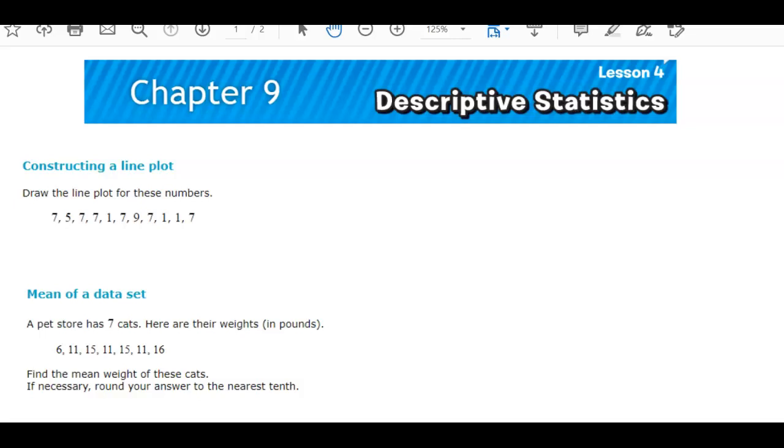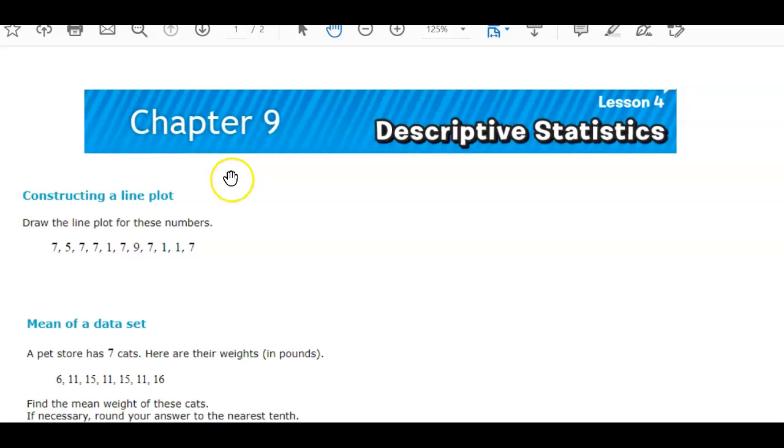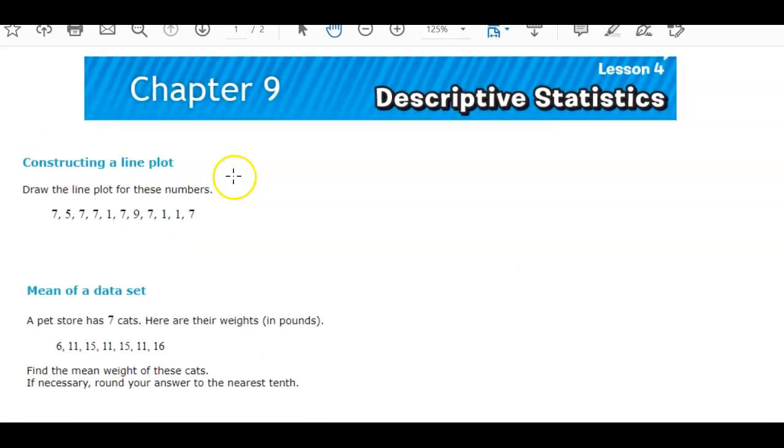Chapter 9, Lesson 4, Descriptive Statistics here. So first problem here, constructing a line plot. Let's see if I can do some drawing here, you guys. So I think that's going to be better. They want us to draw a line plot for these numbers here.